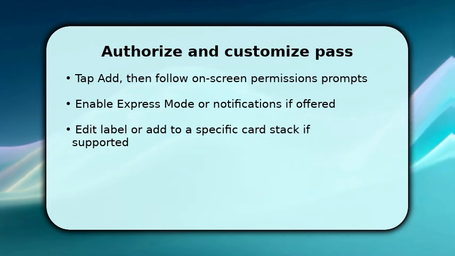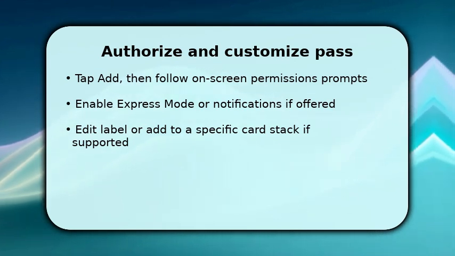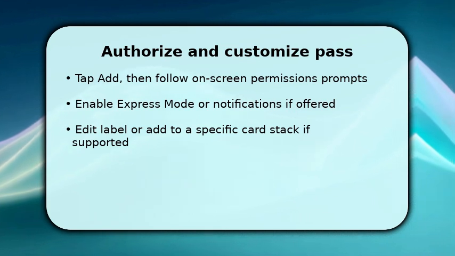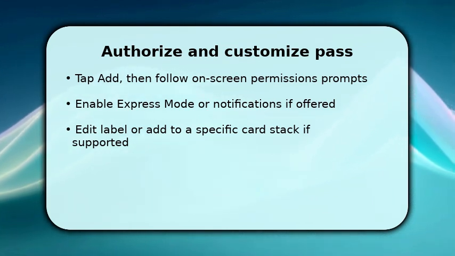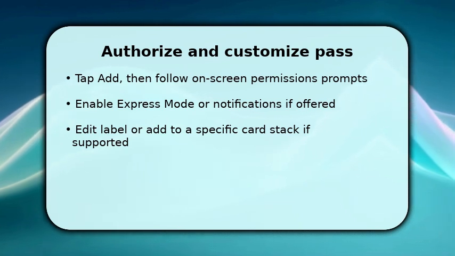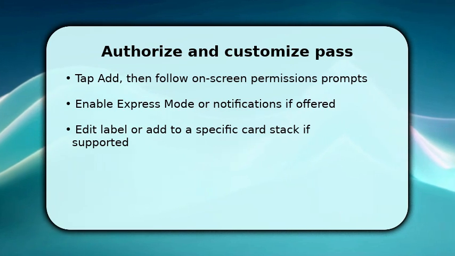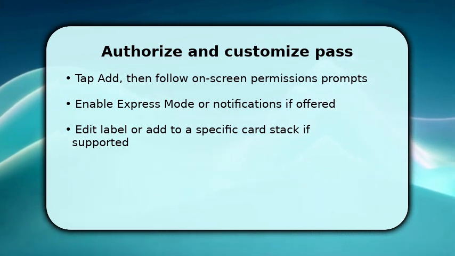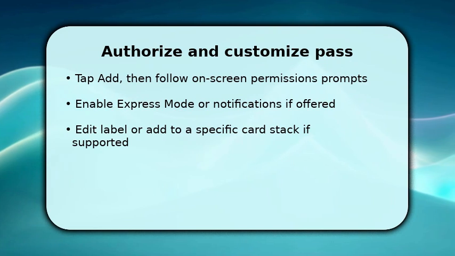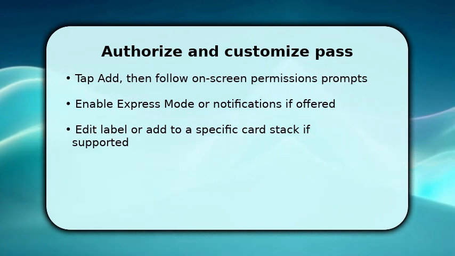Once added, consider enabling Express Mode for contactless gates or toggling notifications so updates arrive immediately. You can also assign the pass to a specific card stack or edit the label to find it faster. These steps ensure your ticket appears when you need it, and that live updates like gate changes reach you promptly.